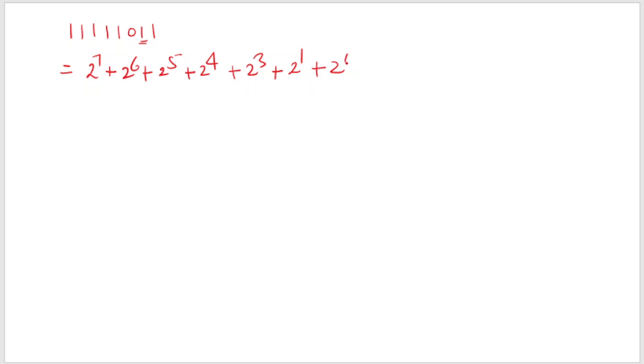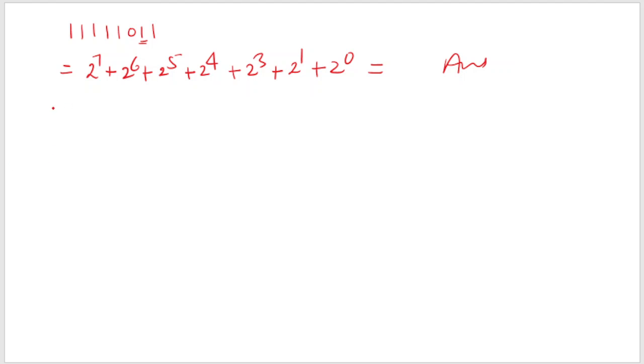Suppose I take the number 1 1 1 1 1 0 1 1. Let me write the answer for this also. So what should this be? 1 2 3 4 5 6 7 8. There are 8 digits, so I will start with 2 to the power 7, then 2 to the power 6, then 2 to the power 5, and then 2 to the power 4, and then 2 to the power 3, right? And then 0, so no need to write it, and then this is coming in the second position, so it will be 2 to the power 1 plus 2 to the power 0. So whatever you get will be the answer.